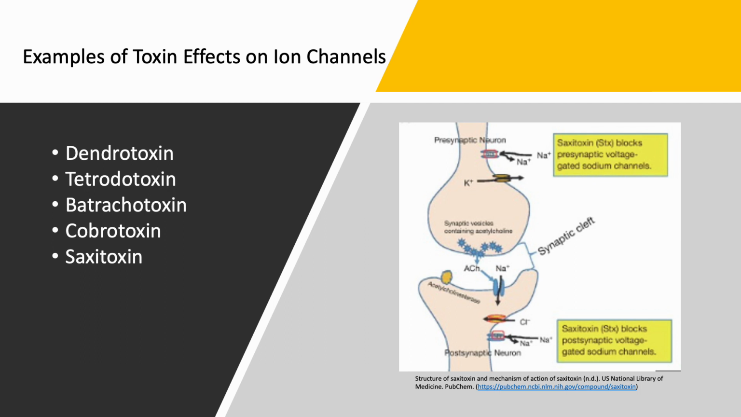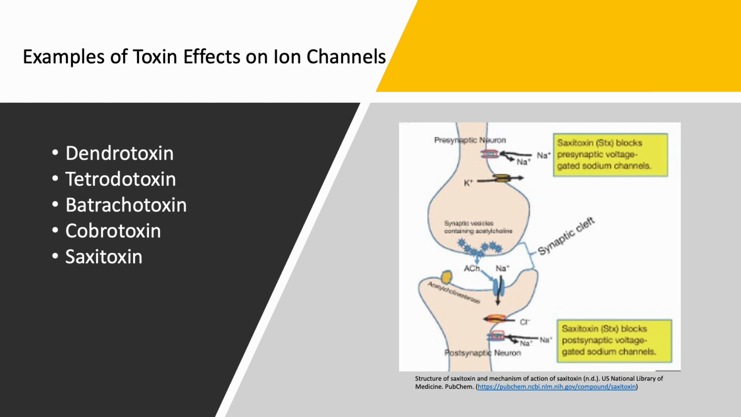Now, the black mamba snake makes a toxin that's called dendrotoxin. That blocks the action of voltage-gated potassium channels. The pufferfish produces tetrodotoxin that affects voltage-gated sodium channels. It does so by forming a plug in the pore and blocks the pore so that the pore will no longer allow sodium ions to influx into the membrane.